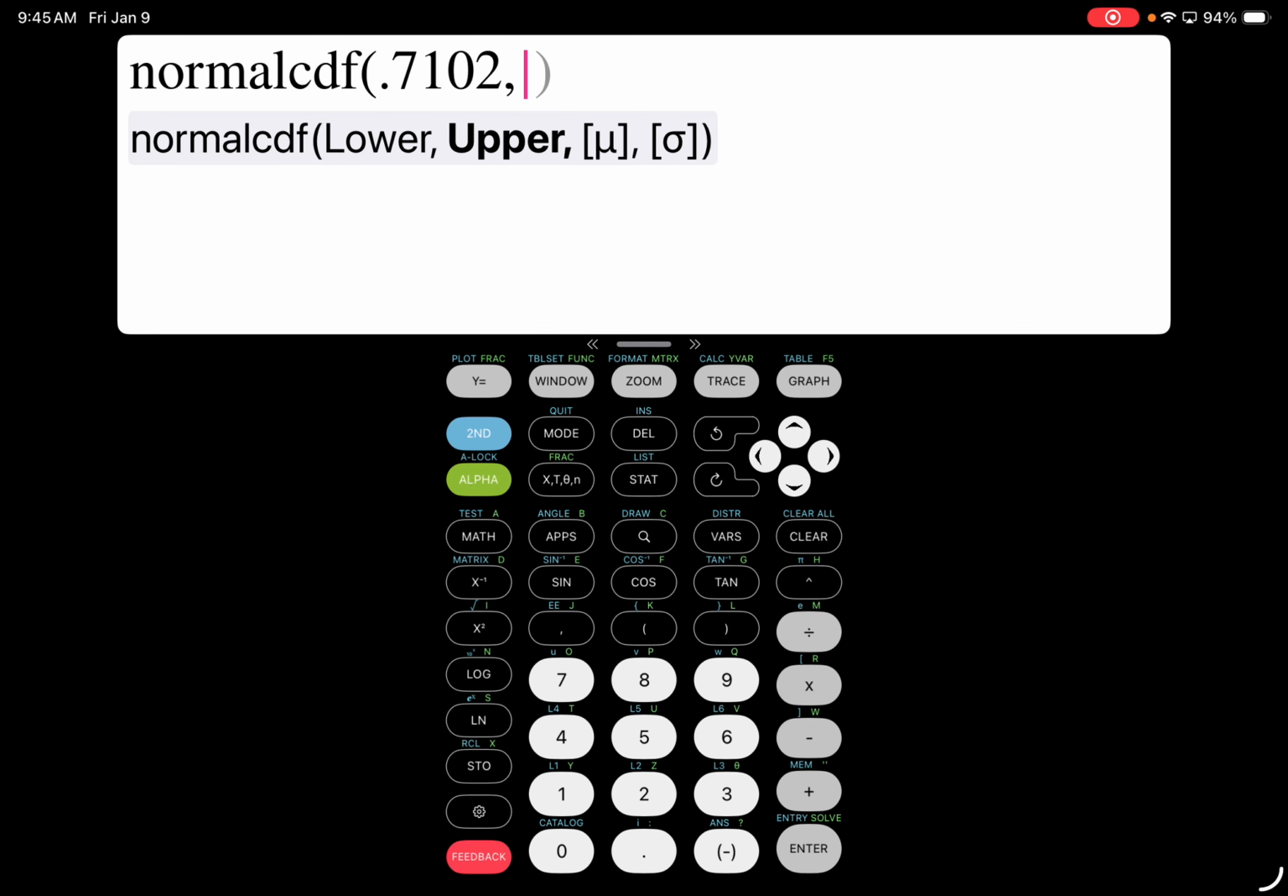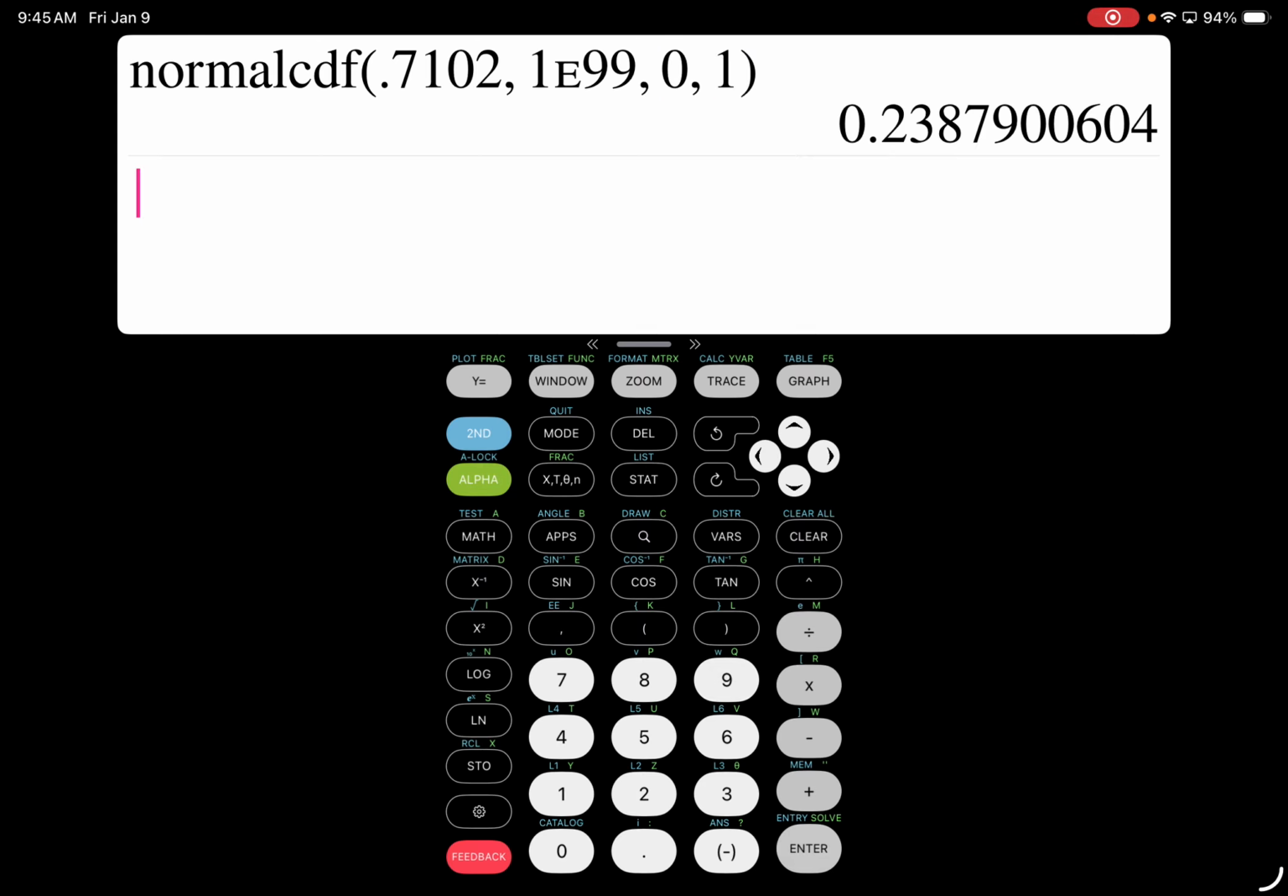And so I'm going to put 0.7102. If I wanted to put in infinity, I would actually type in 1e, and e is second comma, comma's right above 7, 1e99. And then 0, and then 1, and then we get the probability 0.2388.